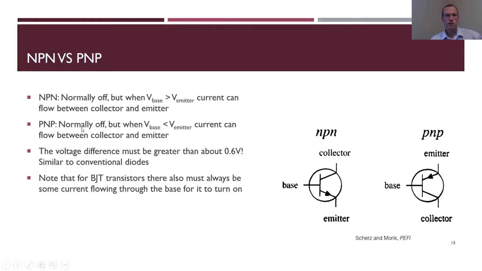PNP, again, is the same but opposite, still normally off. This time I need the opposite, kind of a negative voltage on that one. V base needs to be less than V emitter by, again, about the same amount for current to flow between the collector and the emitter.